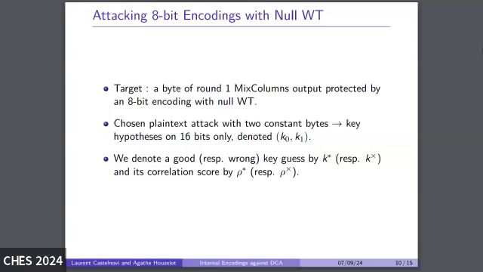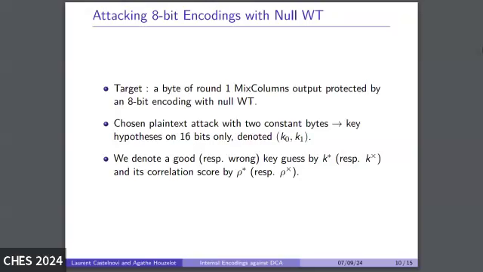Okay, so the idea will be to try to attack the mixed columns output of the first round that is protected by 8-bit encodings having only small values in their Walsh transform. So let us first go to the extreme and see what happens when the encodings only have null Walsh transforms. Usually when one wants to attack the mixed columns output, we have to guess 32 bits of the secret key, which is doable but computationally a bit expensive.